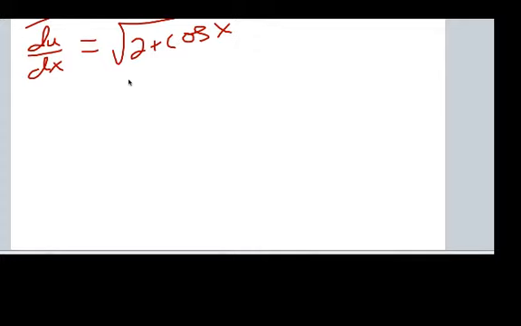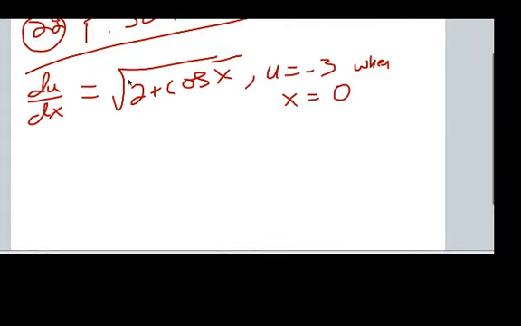It says this, if du/dx equals the square root of 2 plus cosine of x, and u equals -3 when x equals 0. And then the question is, solve the initial value problem using the fundamental theorem of calculus.